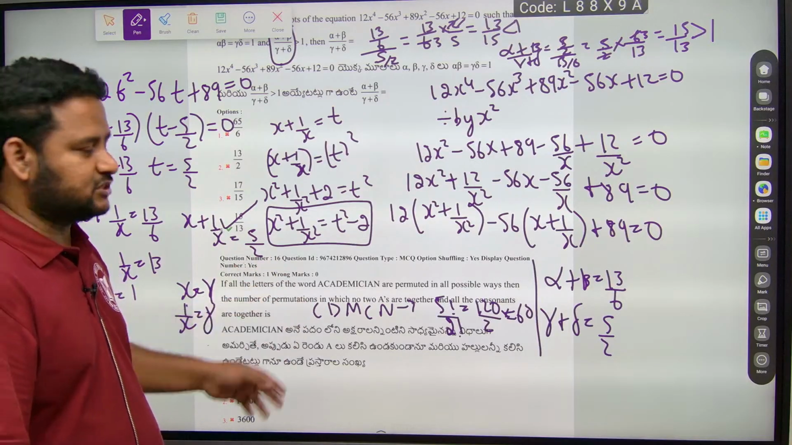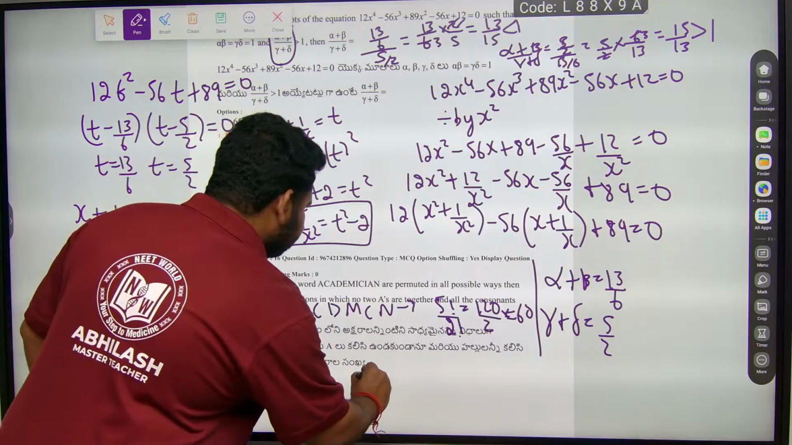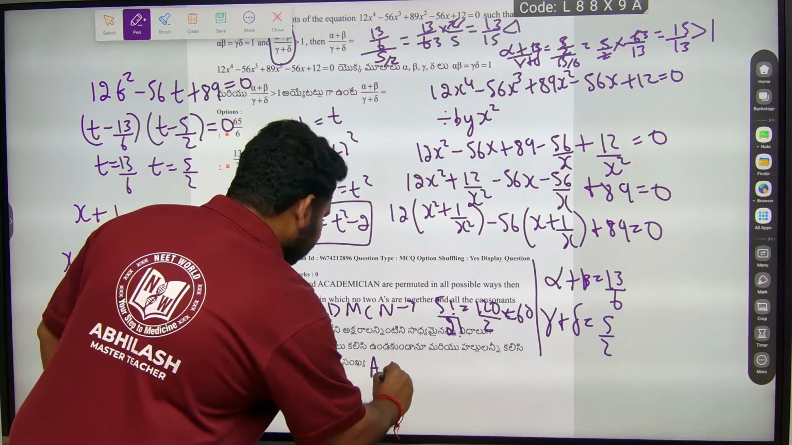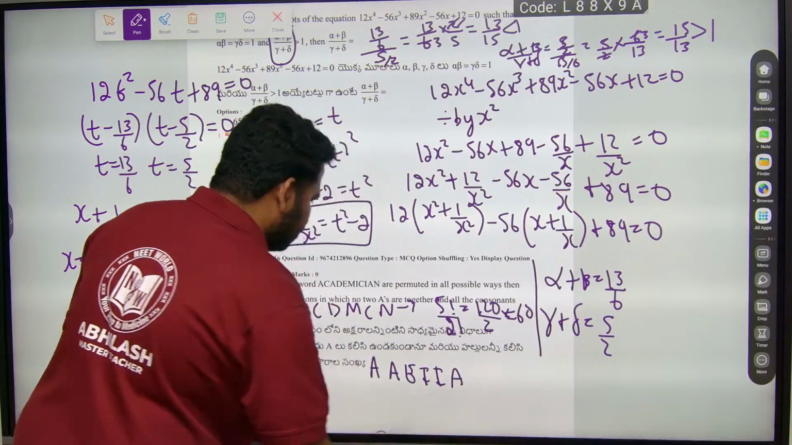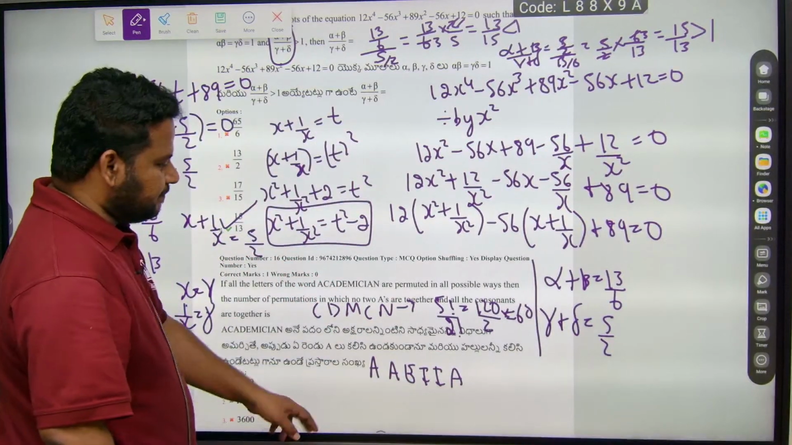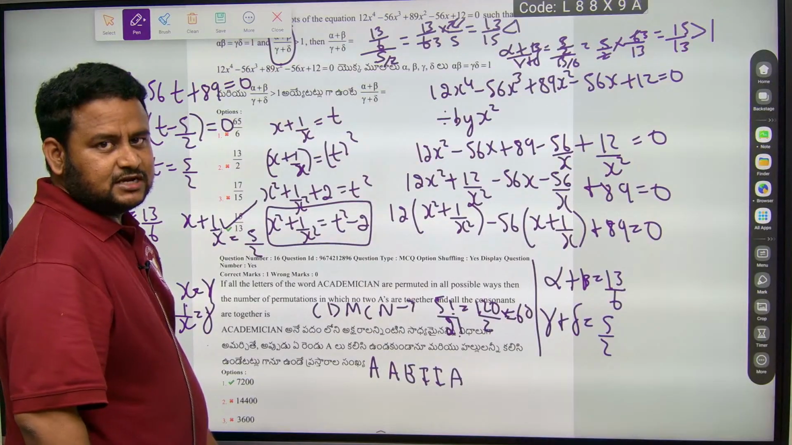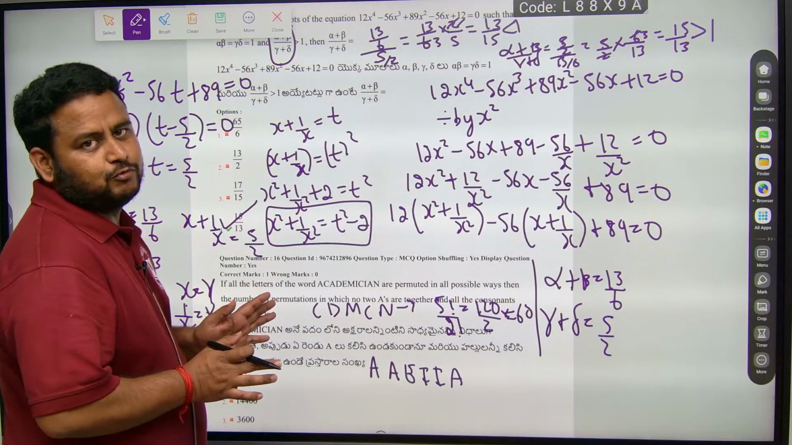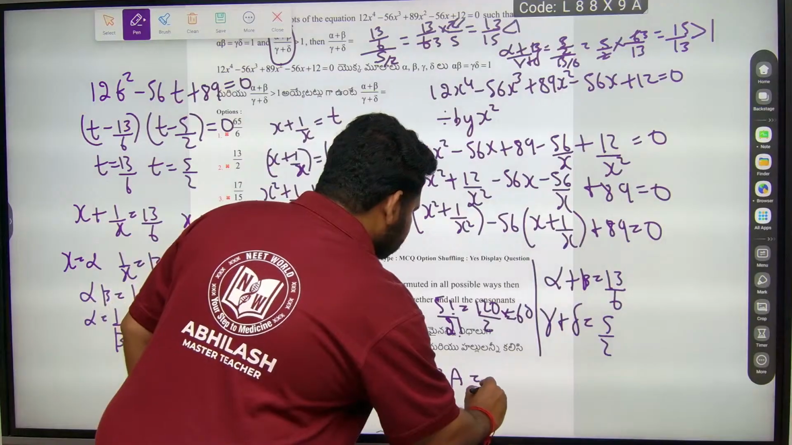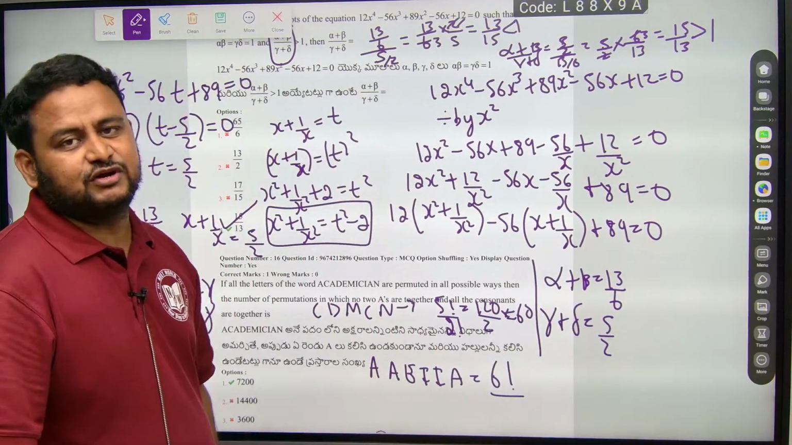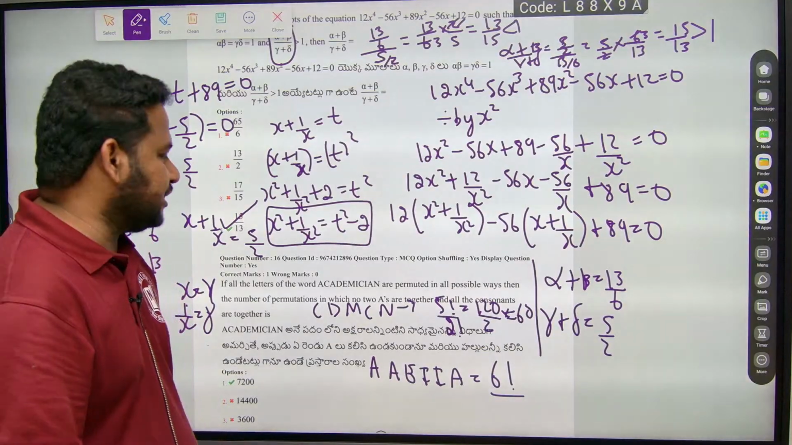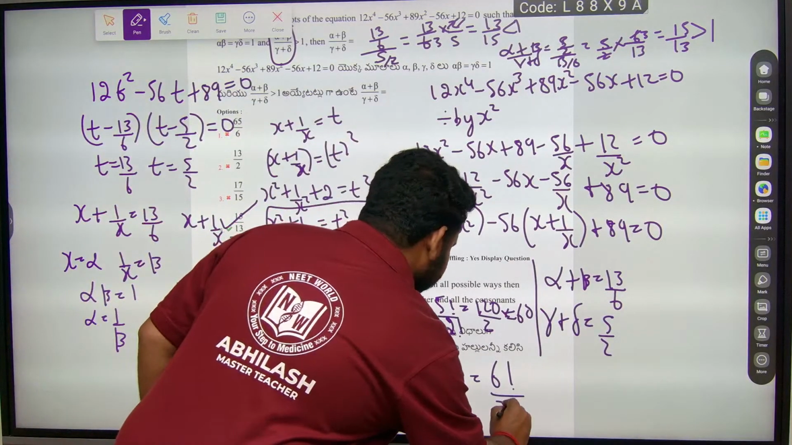What are the vowels that we have? Here the vowels are A, again A, E, I, again A. So how many vowels are there? 6 vowels. But no A should be together, which means the repetition of A should be removed. So this should be 6 factorial divided by 3 factorial.